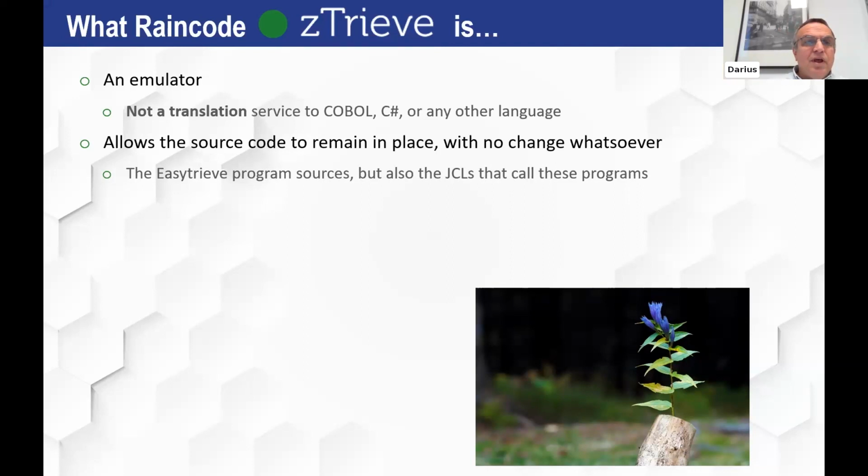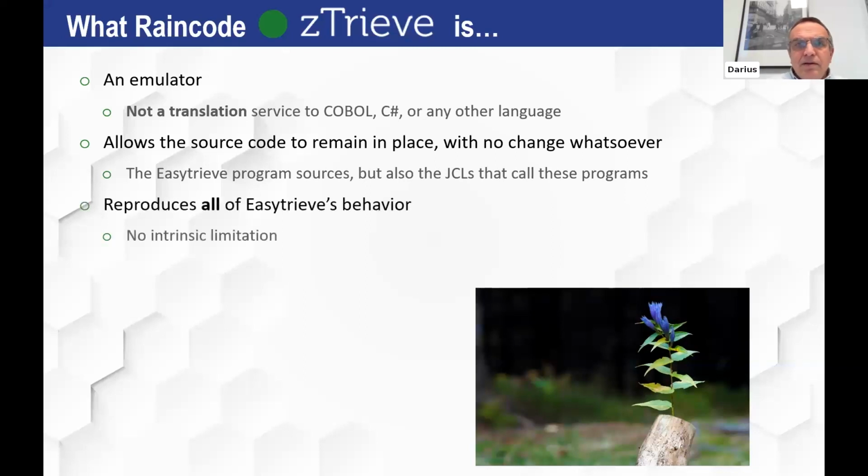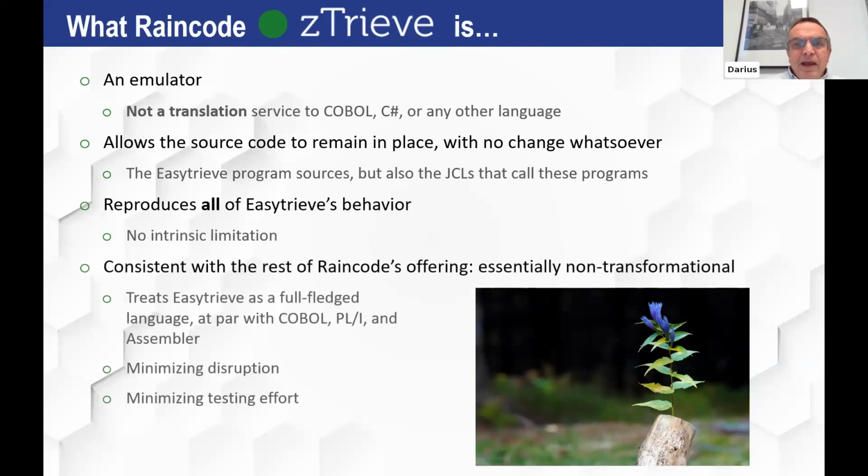That also means, by the way, that not only do we keep the Easytrieve code in place, but we also keep the JCLs that call these programs in place. So if you have a big portfolio with thousands of programs and tons of interaction between the JCLs and your Easytrieve programs, they remain in place. You don't need to make any across-the-board change to your entire portfolio to accommodate this. And we spend a lot of time making sure we reproduce all of Easytrieve's behavior. The dynamic one, the static one, the bizarre one, the exotic one, the expected one, and the unexpected one. There is no intrinsic limitation to the process. And this is exactly how we deal with the rest of the mainframe workloads.